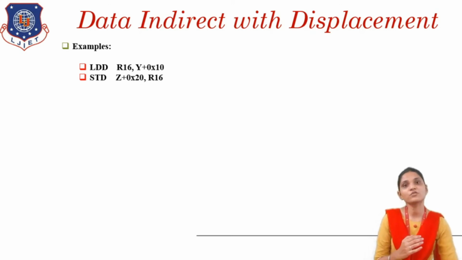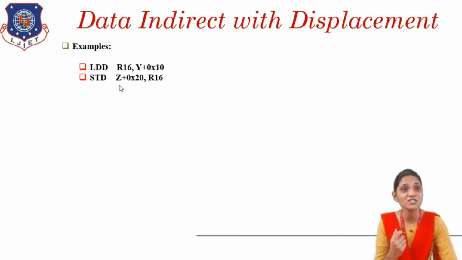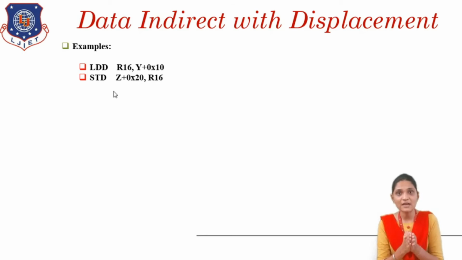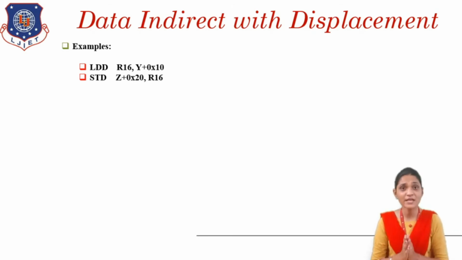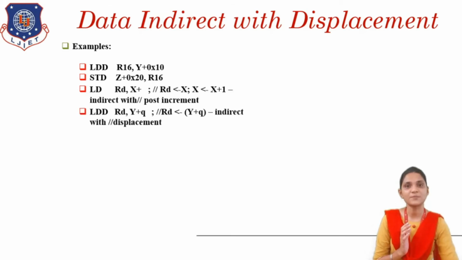Okay, so this kind of thing is also possible, and it is known as data indirect with displacement. Similarly, for storing you can use STD Z plus 20, R16. Here the content of register 16 is going to be stored at the memory location given by register Z plus 20. So your actual address will be Z plus 20, and at that location the content of register 16 is going to be stored. Okay, so this is the data indirect with displacement.